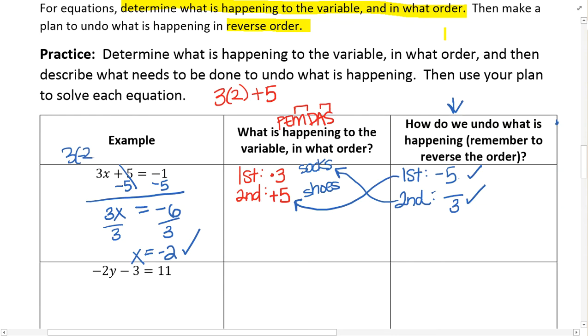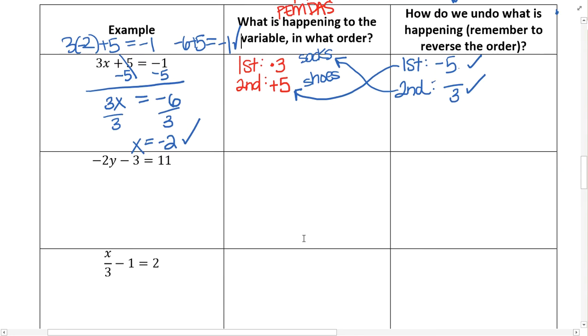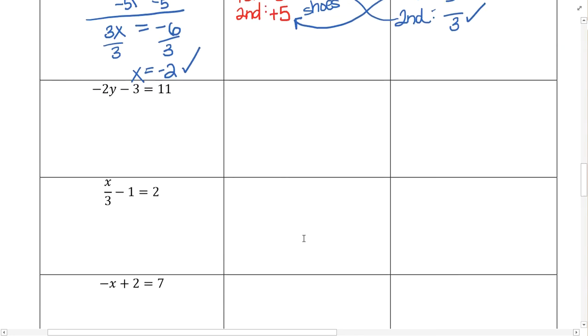3 times negative 2 plus 5. Does that equal negative 1? Well, that's negative 6 plus 5. And yes, that does equal negative 1. Okay, let's try another one.